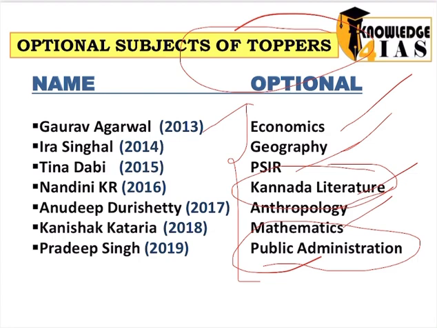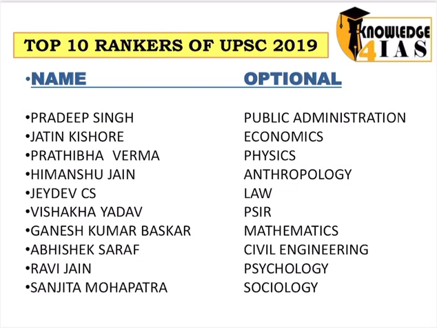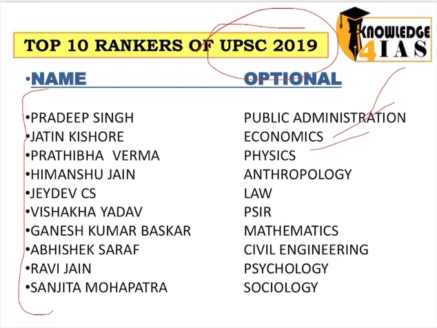Now come to the latest list of rankers, that is rankers of UPSC 2019. So these are 10 rankers of UPSC 2019 from rank 1 to rank 10. Let us see their optional papers. So Pradeep Singh from PubAd, Jatin Kishore rank 2 from economics, rank 3 Pratibha Verma from physics, rank 4 Himanshu Jain from anthropology, rank 5 from law, rank 6 from PSIR, rank 7 from mathematics, rank 8 from civil engineering, rank 9 from psychology, and rank 10 from sociology.